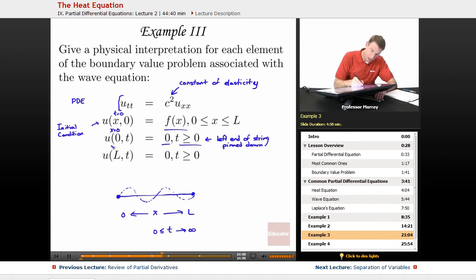And then the same kind of thing here. We've plugged in x equals L into u of L, t, and we've been told that u of L, t is equal to 0. So that means the right-hand end of the string is also pinned down for all time.